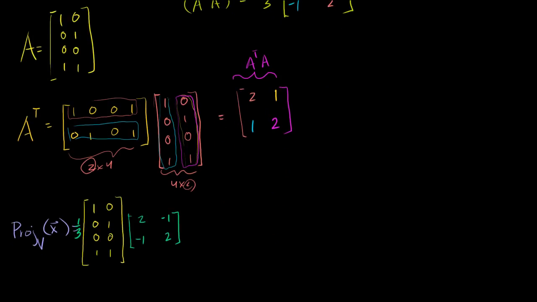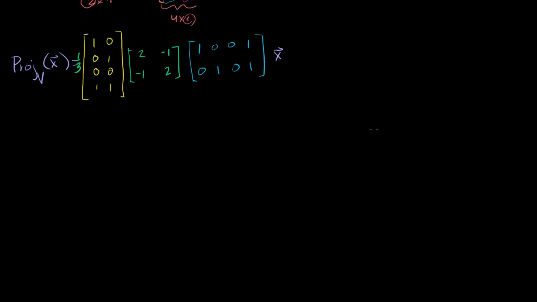So A transpose is right there. It is 1 0 0 1 0 1 0 1. And then all of that's going to be times your vector x. So we still have some nice matrix products ahead of us. Let's see if we can do these. So the first one, let's just multiply these two guys. I don't think there's any simple way to do it.